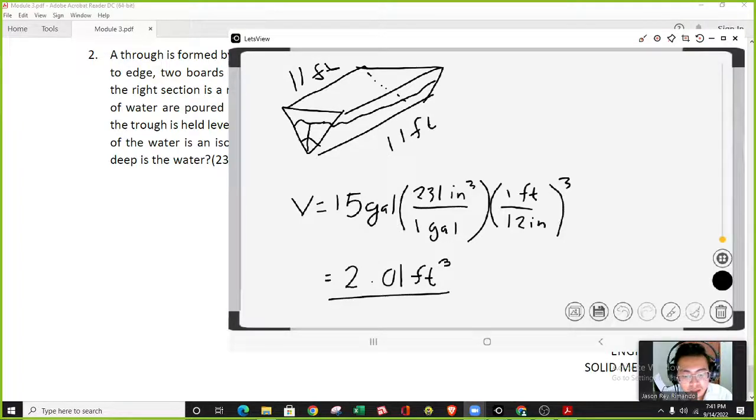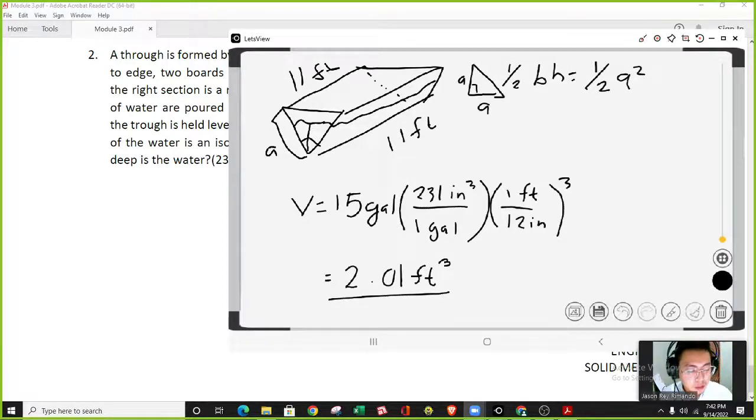How do we determine? First, find tong length na to, which is A. So, what is the area dito sa base na to? Yung triangle. It is 1/2 base times the height. Balik ta rin natin. Tabingihin natin. A. Right triangle. So, 1/2 A squared. Substitute. Your volume is equals to your area, which is 1/2 A squared multiplied by 11 feet. Your volume is 2.01. Solve for A.